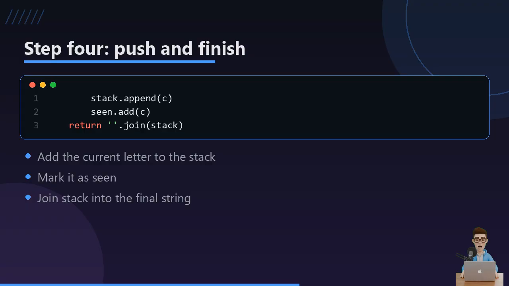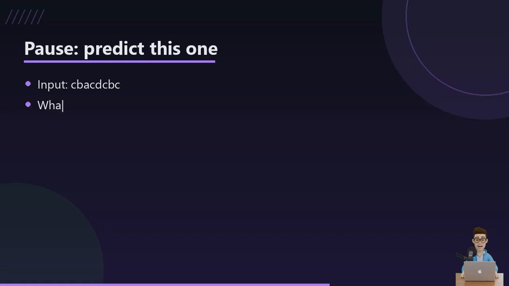That's the entire algorithm, 4 small steps repeated in a loop. Before I show you, pause the video and trace it yourself. The string is C, B, A, C, D, C, B, C. What's the smallest subsequence with every distinct letter exactly once? Think about which letters get popped and why.